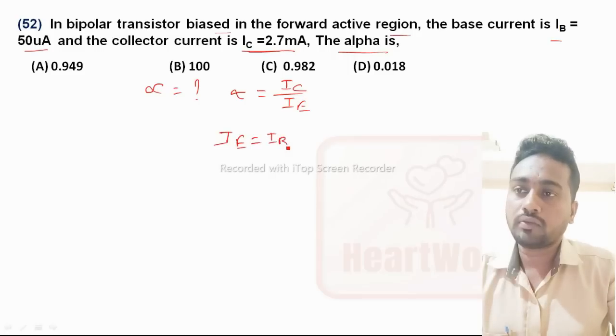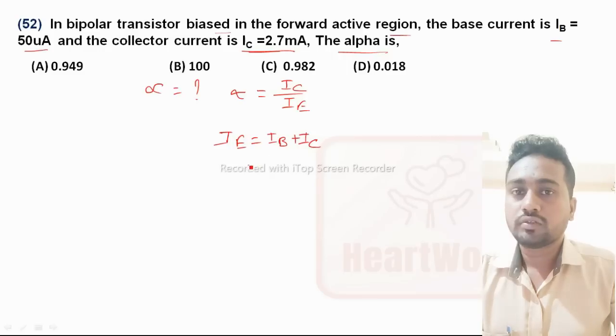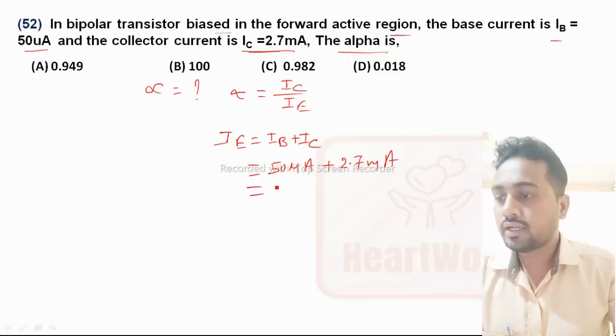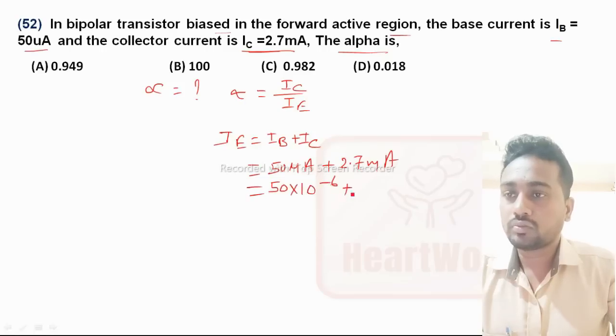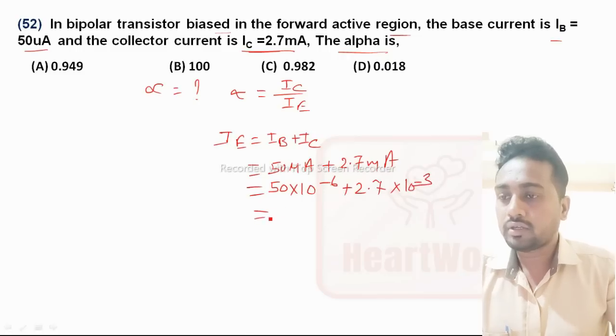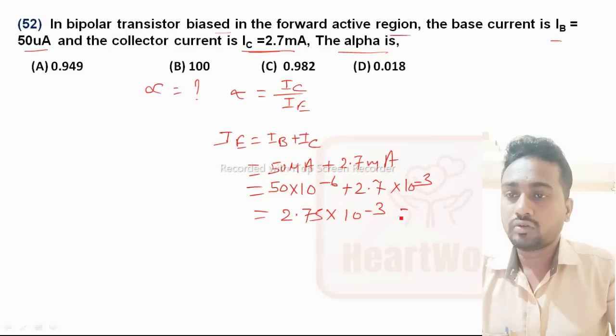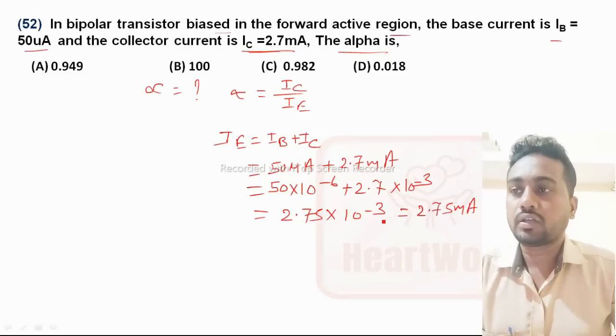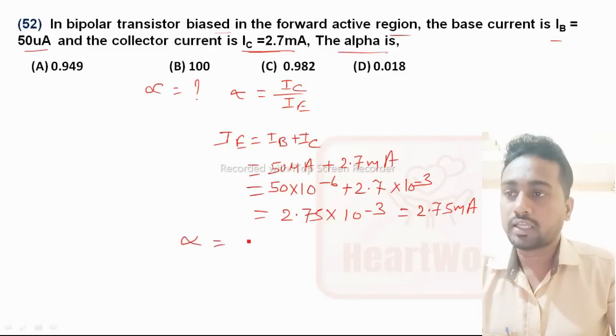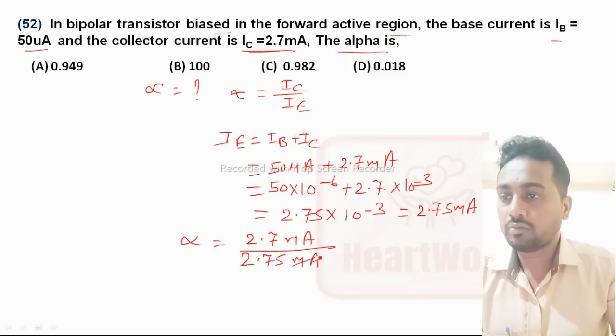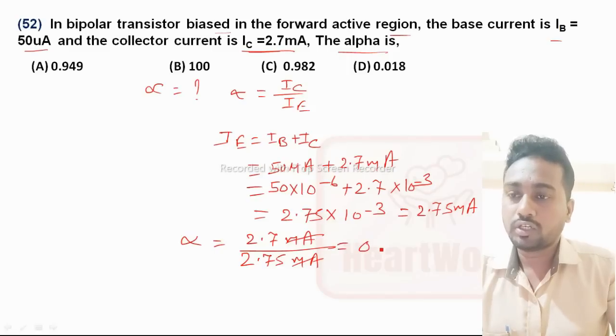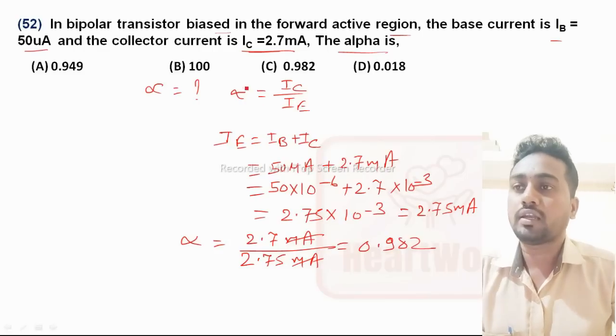Ie equals Ib plus Ic, and this is called the transistor equation. Ib is 50 microampere and Ic is 2.7 milliampere, so 50 into 10 to the power minus 6 plus 2.7 into 10 to the power minus 3, that is 2.75 into 10 to the power minus 3, or 2.75 milliampere. Now we put it in alpha equals Ic by Ie, which is 2.7 milliampere by 2.75 milliampere. Milliampere cancels, so it comes to 0.982. This is the alpha value, option C.